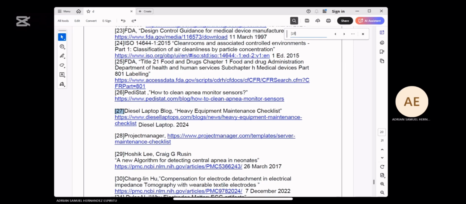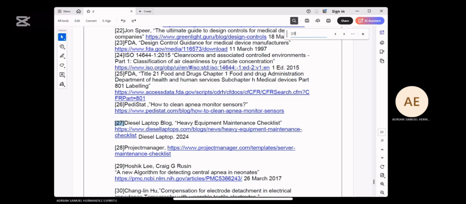Taking a look at the IEEE, I first quote the authors, which in this case are non-specific, so I write down the organization, followed by the title, Heavy Equipment Maintenance Checklist, then the link, then lastly I put the publisher, which is Diesel Laptop, and then the year. There is no specific date given by the website, there is only a date of the website, so therefore I put 2024. And then lastly, edition is omitted because there are no editions and there is no additional publication location.